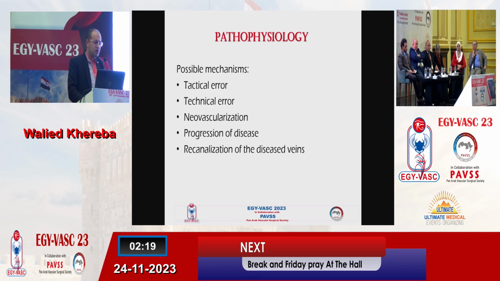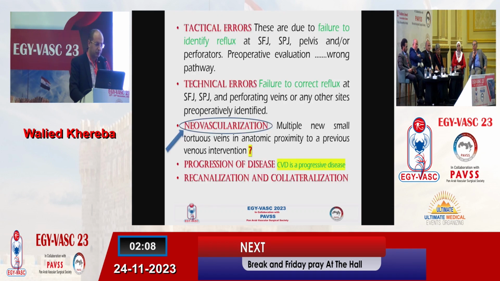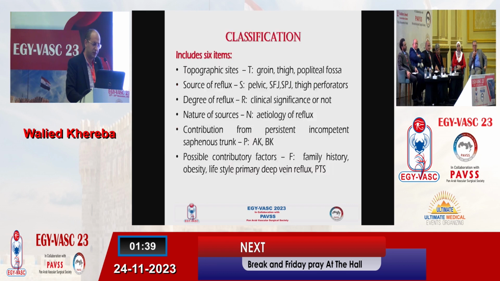The pathophysiology or possible mechanisms of recurrent varicose vein are tactical error, technical error, neovascularization, progression of the disease, and recanalization of the diseased vein. Tactical error is due to failure to identify reflux, technical error is failure to correct reflux, and neovascularization means multiple new small tortuous veins in anatomic proximity to previous venous intervention. As for progression of the disease, chronic venous disease is a progressive and systemic disease, and this is one of the most important points that should be discussed with the patient when obtaining informed consent.